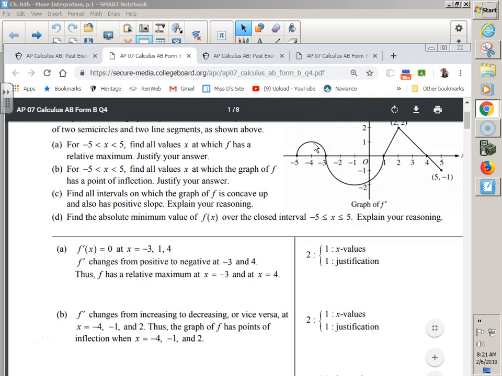F double prime, because f prime's prime. Where f prime is increasing, f double prime is positive. Where f prime is decreasing, f double prime is negative. F double prime is positive. F double prime is negative. What needs to happen for an actual inflection point?